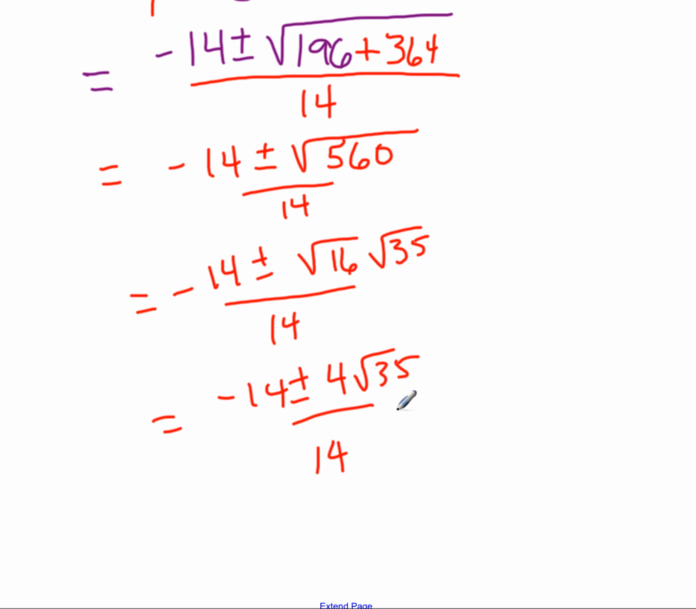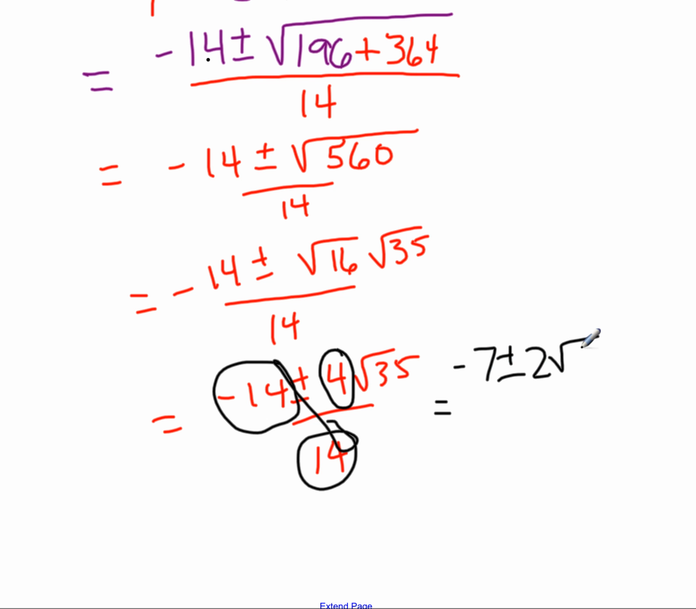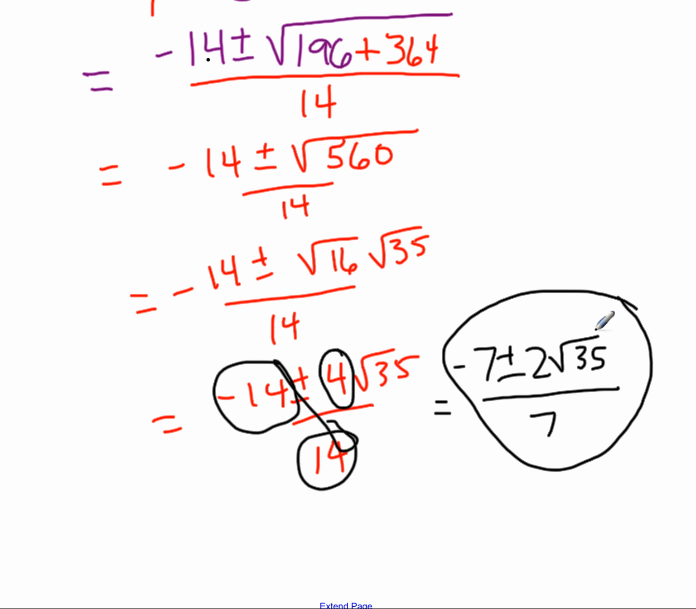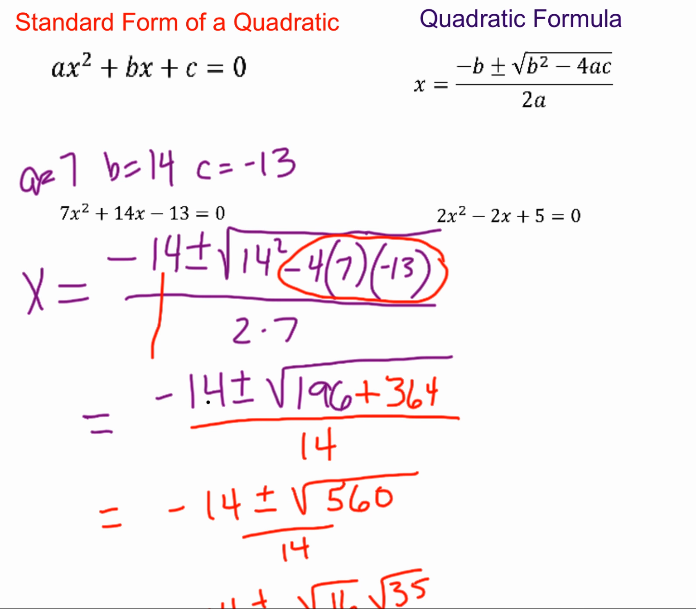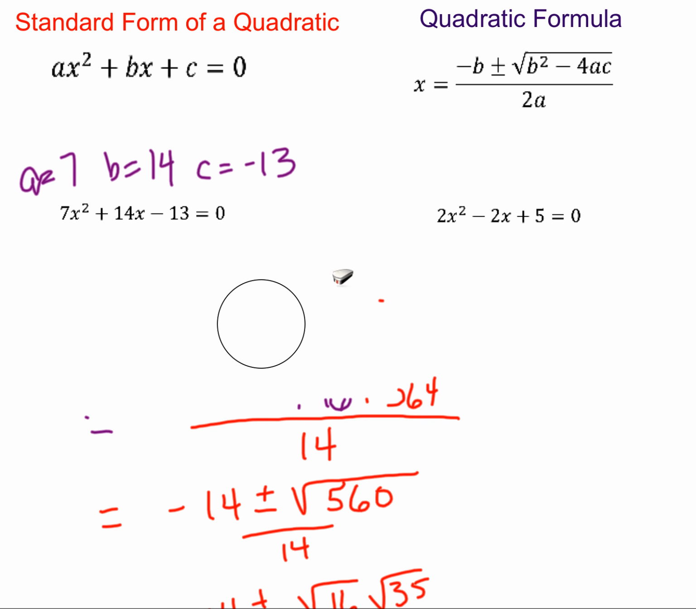So I'm almost done. My radical's reduced, but I can reduce more because negative 14, 4, and 14 all have a common factor. And the common factor is 2. So the final answer would be negative 7 plus or minus 2 root 35 over 7. That is my final answer. And I have two solutions. Notice the positive root and the negative root. Okay, so not hard, but long. I'm going to erase this so we can do the other one.